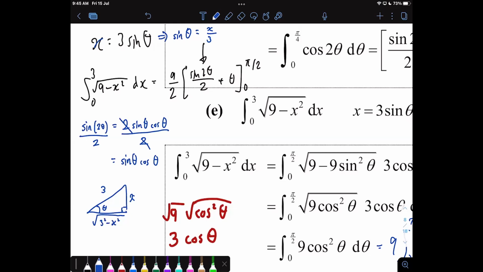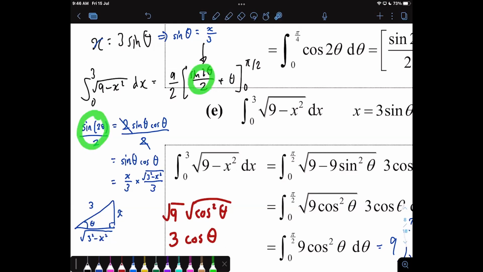Then now that we know this triangle, we can replace the sine theta and cosine theta already. Sine theta we already know it's x over 3, then multiply by cosine theta, in this case will be square root of 3 squared minus x squared over 3. So that is the sine 2 theta over 2 part. Then plus theta here. So what I'm doing is I converted this guy into this expression in terms of x. And then there's a theta here. I can also sub in with an expression in terms of x, which is the sine inverse of x over 3.